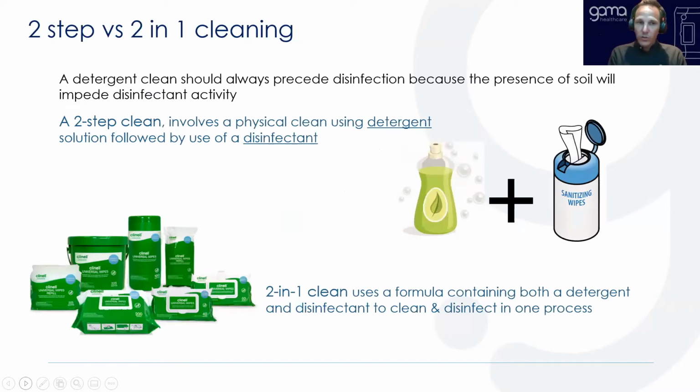And so that's why comes the concept of two-in-one cleaning. Historically, a lot of people were using a detergent to clean and then a disinfectant to disinfect. Basically they were using a detergent for cleaning and then, for example, using alcohol for disinfection. This is what we call a two-step protocol. The problem of a two-step protocol is that it's two steps, so it actually takes time.